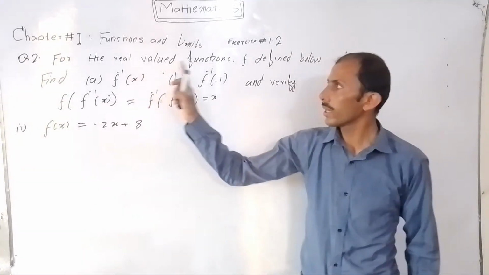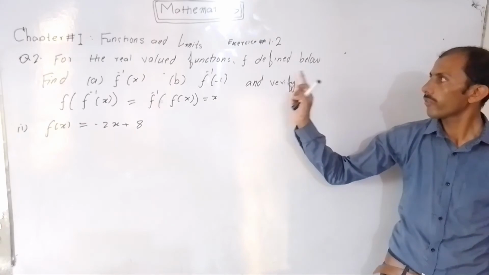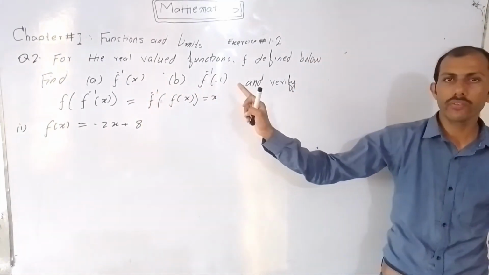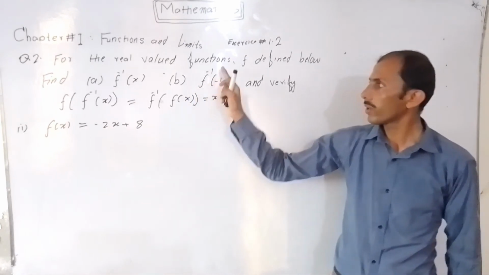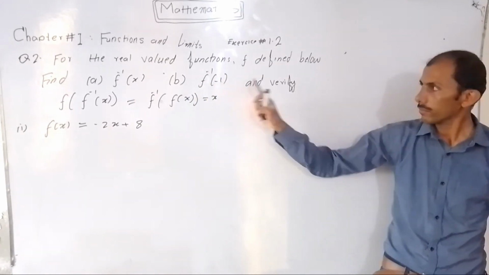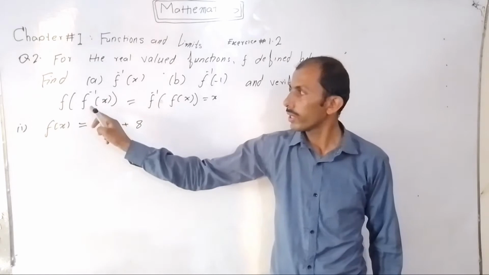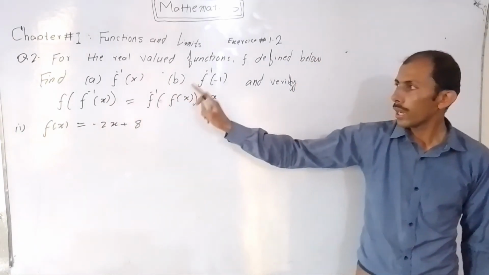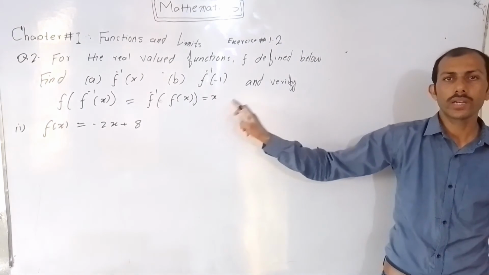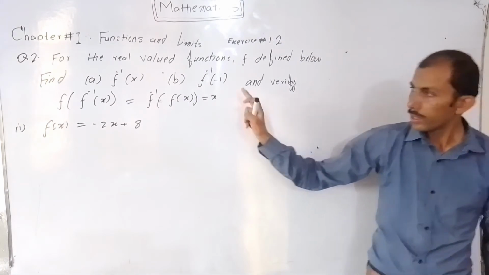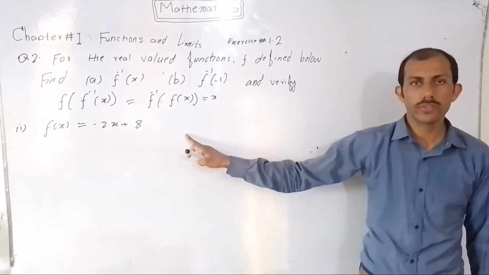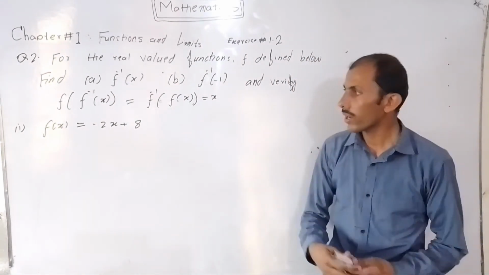Let's start question 2, part 1. Question 2, for the real valued function f defined below, find a) f inverse of x, b) f inverse of minus 1, and verify f into f inverse of x is equal to f inverse into f of x is equal to x. Part 1, f of x is equal to minus 2x plus 8.